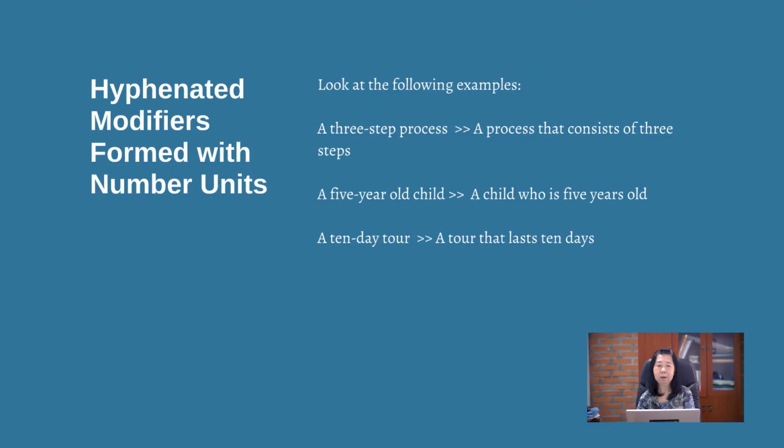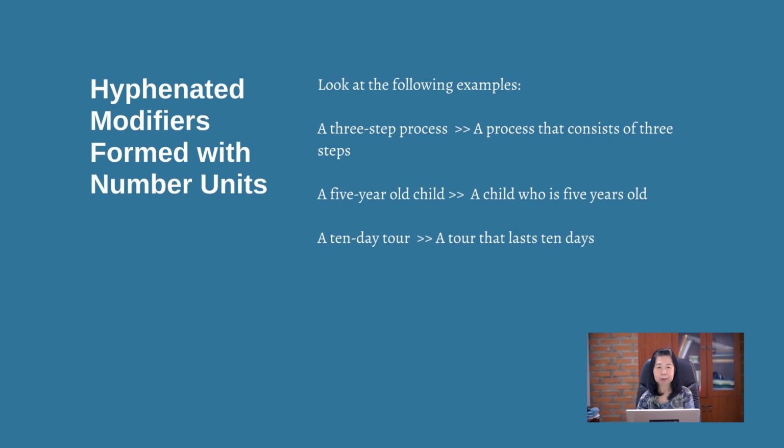Okay, the last form is hyphenated modifiers which are formed with number units. Look at the following examples. A three-step process. This is actually a process that consists of 3 steps. Yeah, we have number units here.